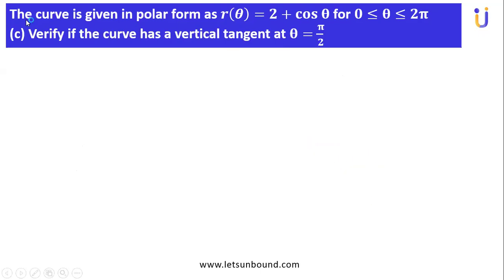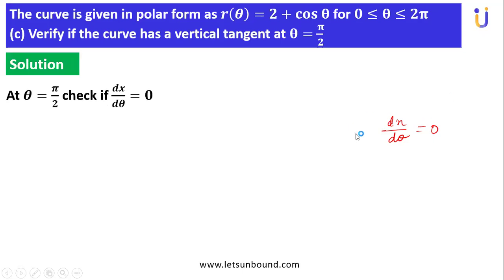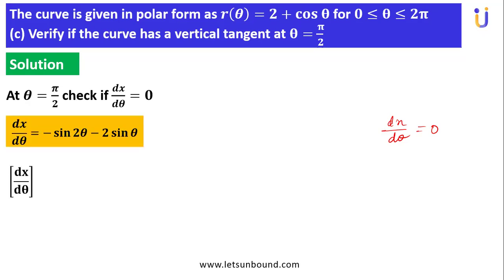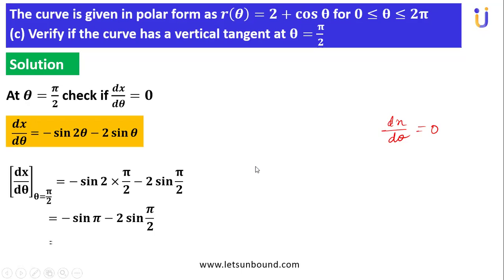And now, verify if the curve has a vertical tangent. If it has a vertical tangent, dx by d theta will be 0. In parametric form, we did this. I hope you remember. So take your dx by d theta equals 0 at pi by 2. Write your expression for dx by d theta and plug in pi by 2 in terms of theta. If it becomes 0, yes, vertical tangent. Otherwise, no at that particular point. We just plugged in. It's not equal to 0, so no vertical tangent at pi by 2.